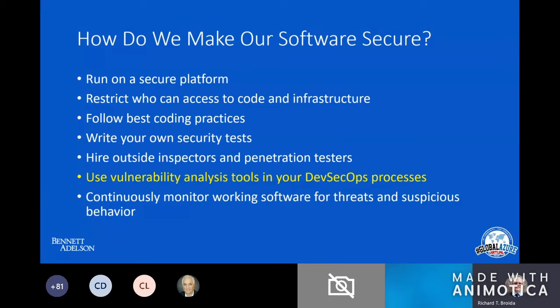What do you need to do to make your software secure? This talk is only going to focus on one particular thing, but if you've studied anything about security, or if you're following any sort of conscious security program in your organization, you already know that you need to do all of these things, or at least the major ones. If you're really concerned, you may or may not want to hire outside inspectors and penetration testers, but you should be following good coding practices, you should be running on a secure platform, and you should be constantly monitoring to look for threats and suspicious behavior. The additional step, which I'm going to talk about, is to add security analysis tools to your DevSecOps process.